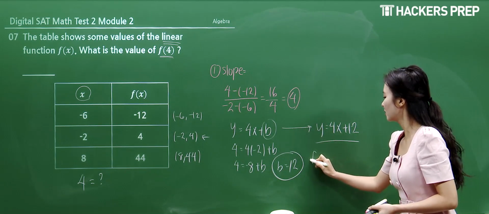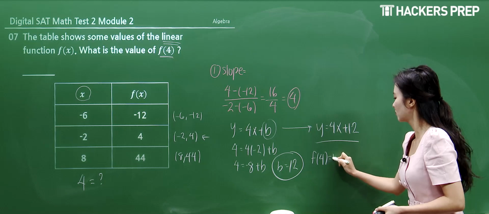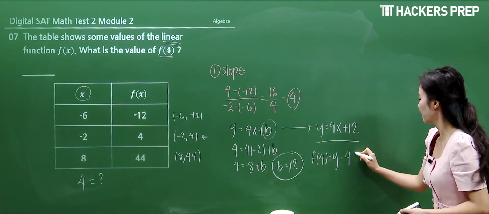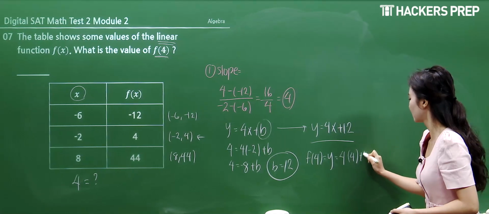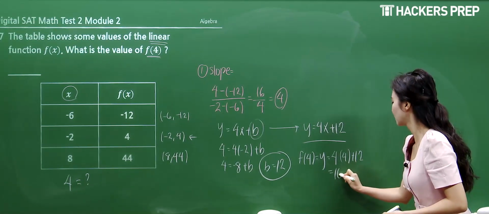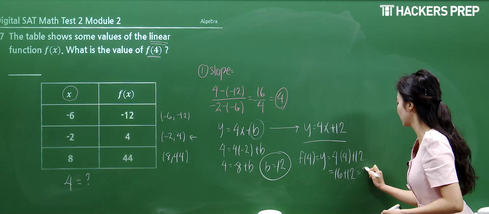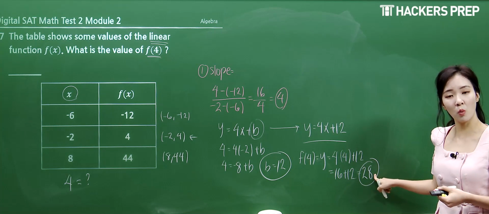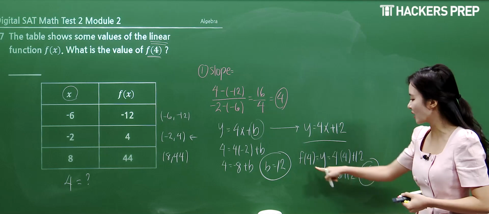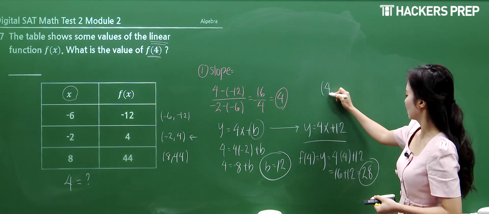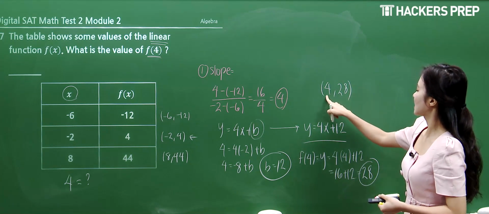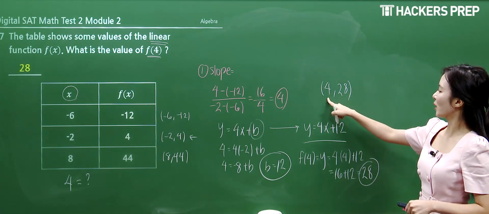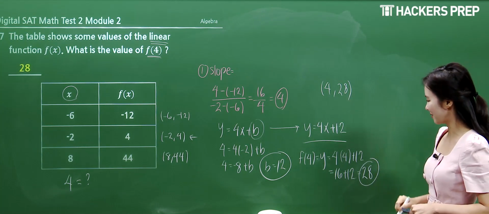Let's go over here. We're going to plug in 4 for x, okay? So the answer is going to be 28, and that's going to be the y coordinate value that corresponds to the x coordinate 4. In other words, it's going to be 4 for 28, so the answer is 28 for the y coordinate value of f of 4. Okay.